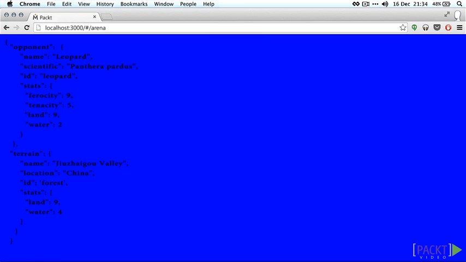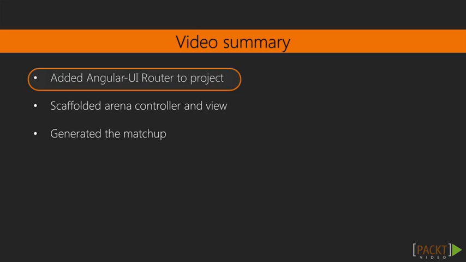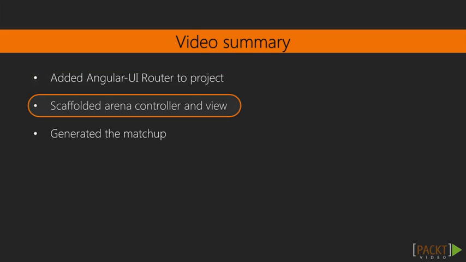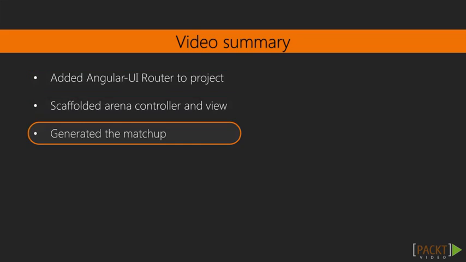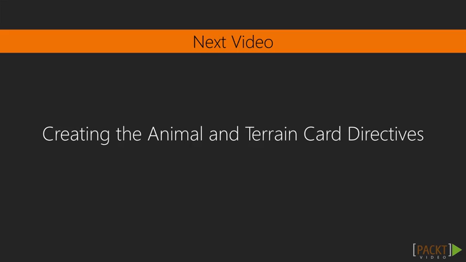Alright, cool. In this section we've added an arena state to our project using Angular UI Router. We've created an arena controller and view, and finally we generated a matchup using our earlier service logic to show it in the view. Next up is creating the animal and terrain card directives so we can present our animals and terrain in a nice reusable way.